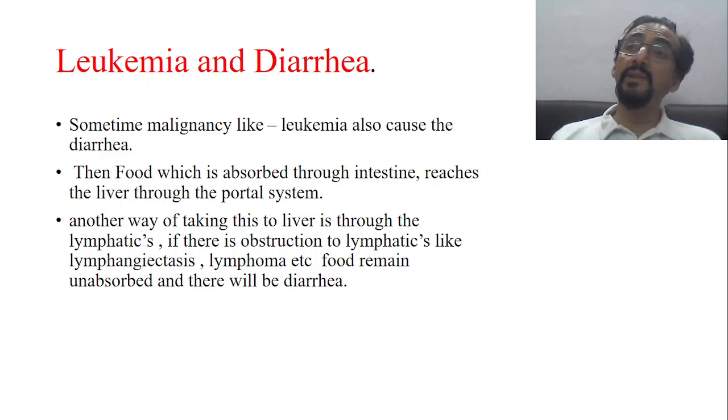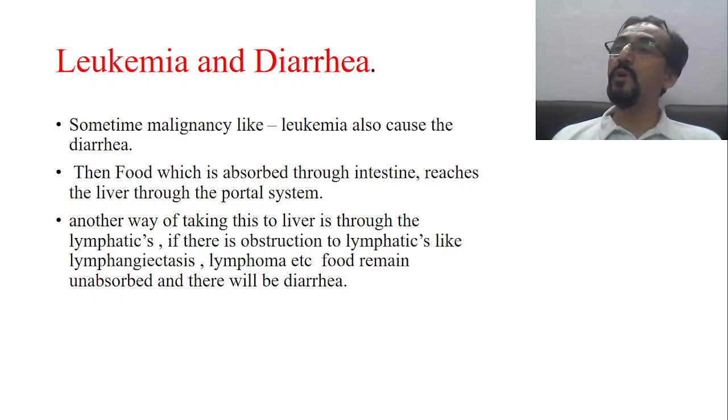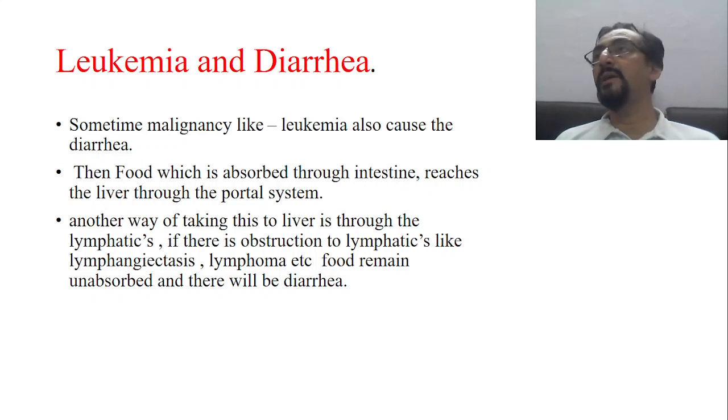But sometimes if there is obstruction to the lymphatics of the intestine, as it may happen in case of leukemia or lymphomas, then there is no proper absorption of these fat molecules through the lymphatics of the intestine, and fat remains there undigested and passes through the stool, leading to fatty diarrhea. Okay, so this is the relation between leukemia, lymphomas, and diarrhea.